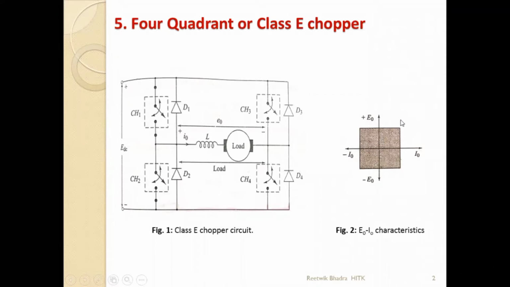So we will take each quadrant for study. For the first quadrant, we will study how this circuit will operate. Then we'll go for the second quadrant, then the third quadrant, then the fourth quadrant, keeping in mind the polarity of the voltage and current in each quadrant. So in the first quadrant it will be positive voltage, positive current, and it goes on like that for all quadrants, and according to it we'll go on with the study.